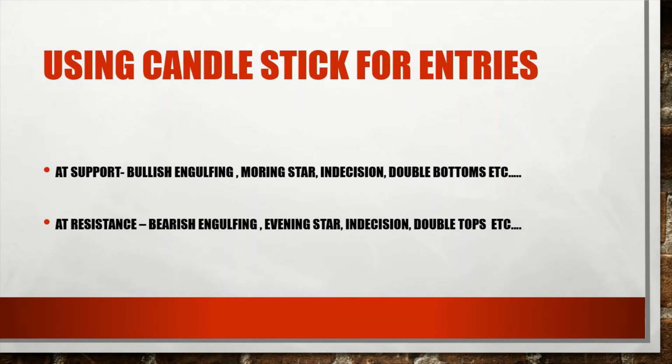Now, here's how we're going to use this information. At a level of support and resistance, right? If you don't know how to place support and resistance, I will leave a link in the description on how to go about doing that. Now, at support, we look for a candlestick pattern or formation. Today we will focus on two patterns, the bullish engulfing and the morning star. You also have indecision in the form of pin bars, double bottoms, double tops, head and shoulders, etc.